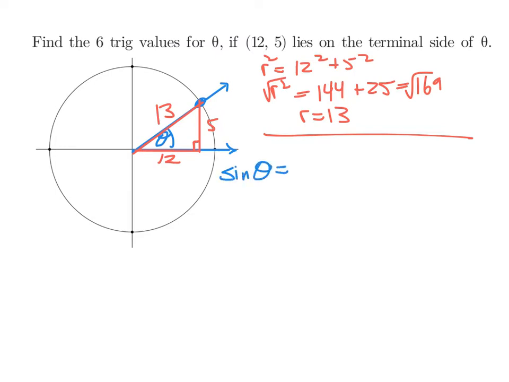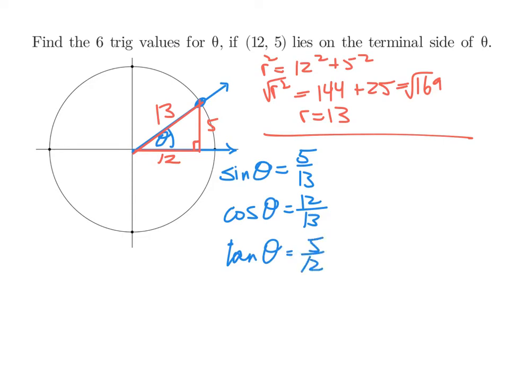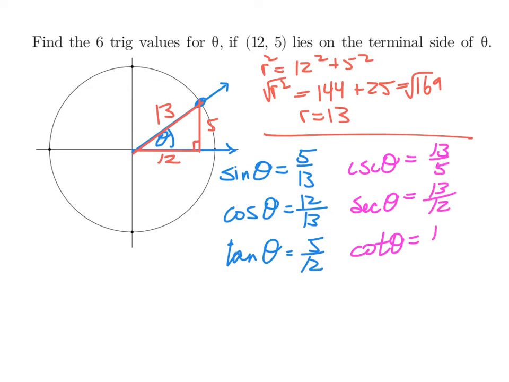It should be easy to find the 6 trig values of theta. Sine would be opposite over hypotenuse, so 5 over 13. Cosine of theta is going to be adjacent over hypotenuse, 12 over 13. And tangent of theta is opposite over adjacent, so 5 over 12. And when we have to find the other 3, the cosecant, secant, and cotangent, we just take the reciprocal of these fractions. So 13 fifths, 13 twelfths, and 12 fifths.